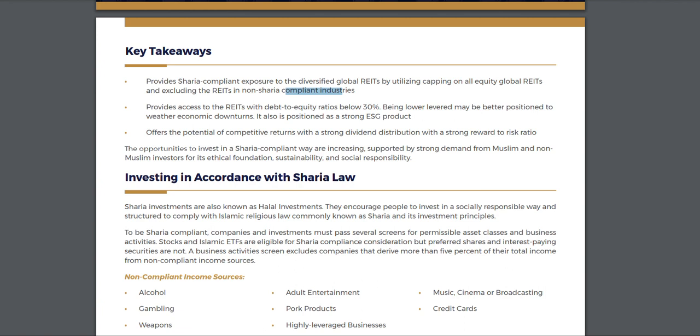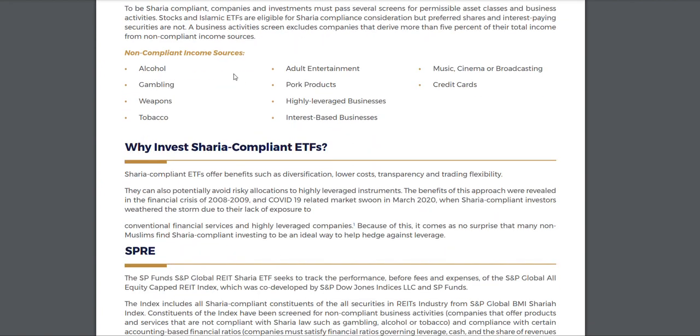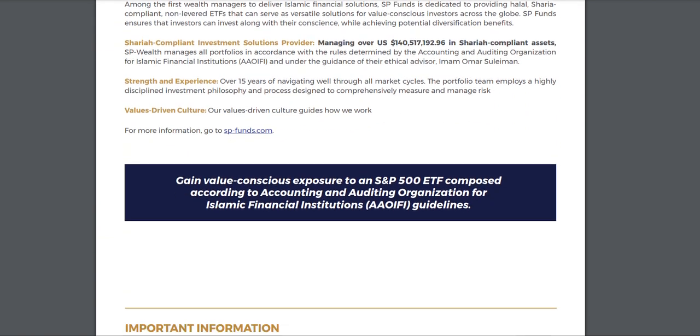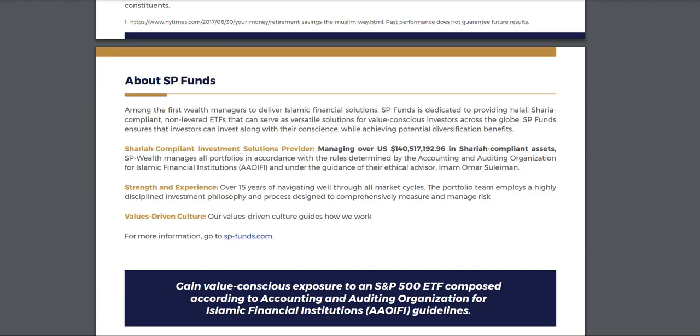And then it provides access to REITs with a debt to equity ratio below 30%. That's interesting, because some of the companies in there definitely have a debt to equity ratio below 50. Debt to equity ratio, yeah, that's absolutely fine. Being lower leveraged, so that's fine. Then you've got the things that they don't invest in, obviously, because they're REITs, they're not going to be investing in alcohol or gambling or anything like that. So yeah, you've got a little bit more information in here just to help you as well.